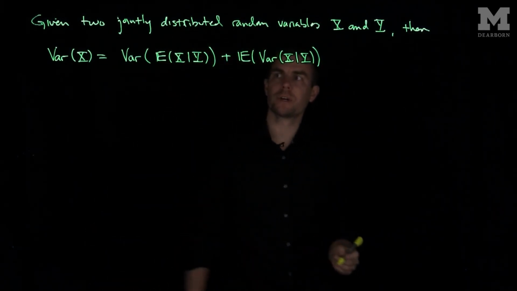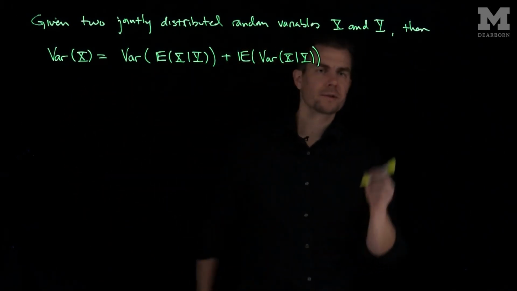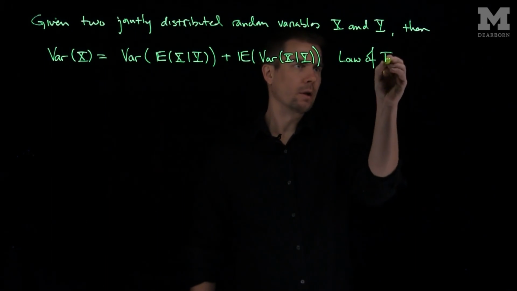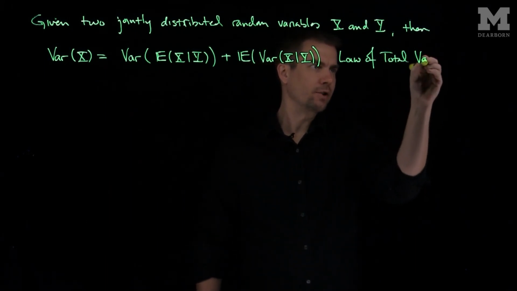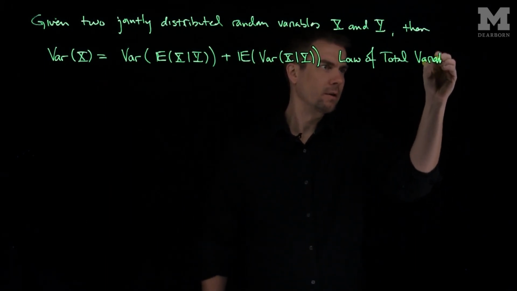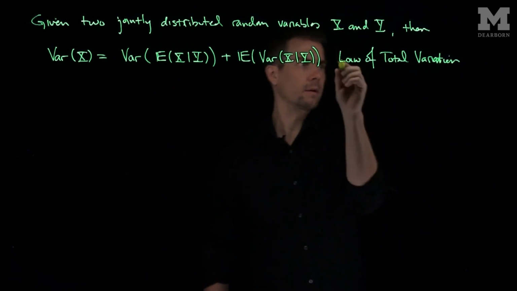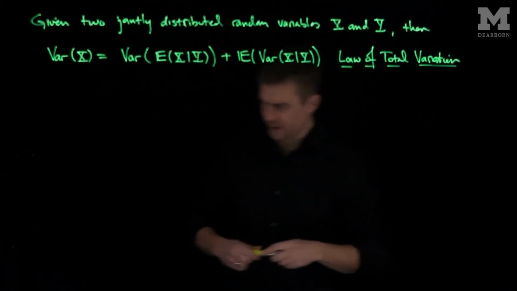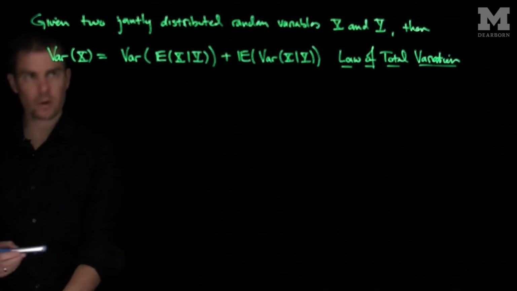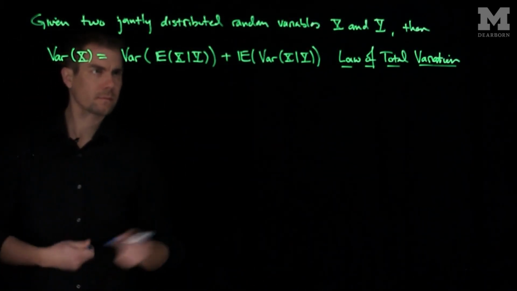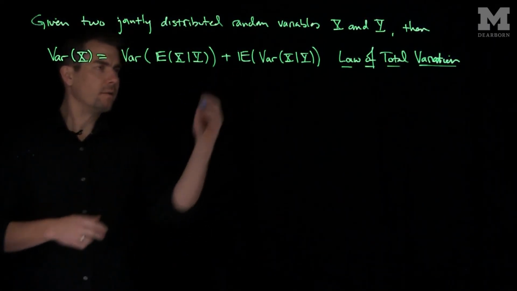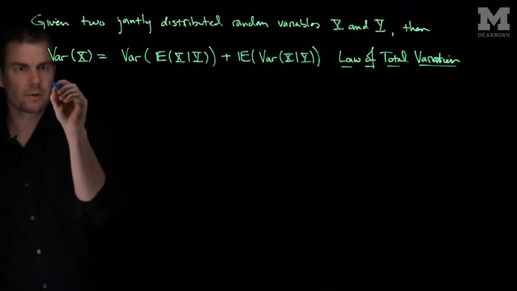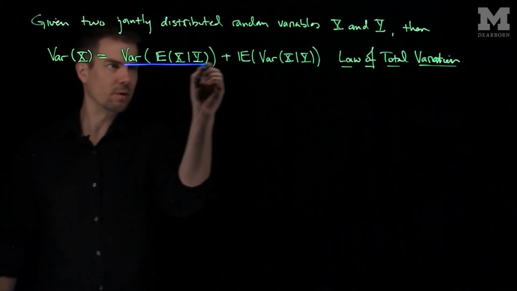And this result, which breaks the variance into two components, is called the law of total variation. So let's see how we go about proving this. Let's recall, and look at these individually. What would this first variance be? Let's look at this first term.